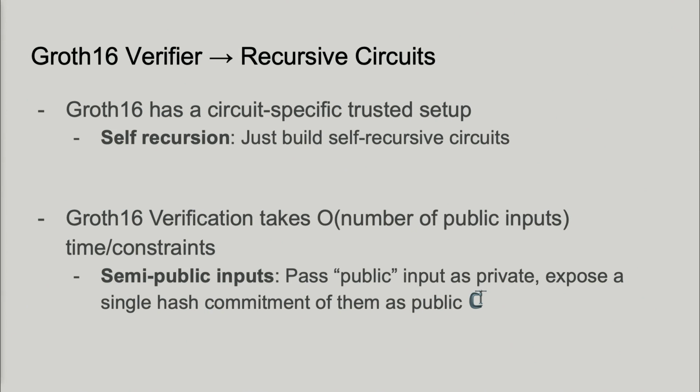So the solution, quote unquote, to this is a general technique of making semi-public inputs. The way I like to think of semi-public inputs is, let's say you have 50 public inputs you want to pass in. Instead, you pass these in as private inputs and expose just one hash commitment of them as a public input. In your circuit, you verify that the hash commitment that's publicly committed matches these private inputs. And outside this SNARK, you can do whatever you want with this public input. This is secure in the random oracle model because you just cannot reverse a one-way function.